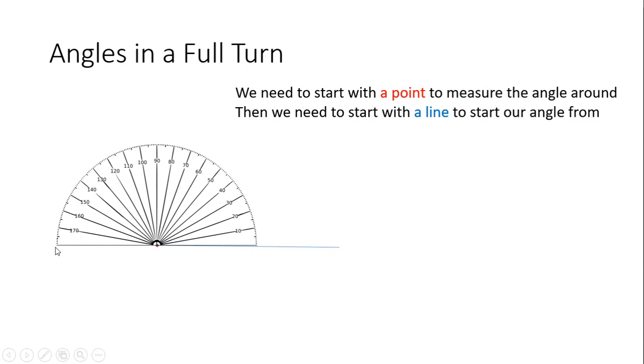Now my protractor is not big enough to measure a full turn, so what I tend to do is draw this little dotted line here out to the side, which is making 180 degrees so that I know where to start when I turn my protractor around.